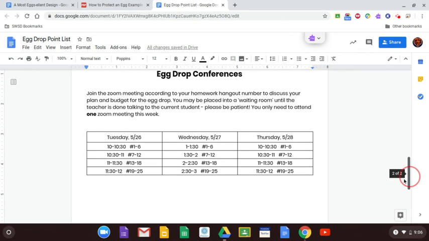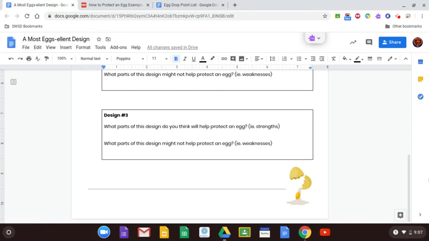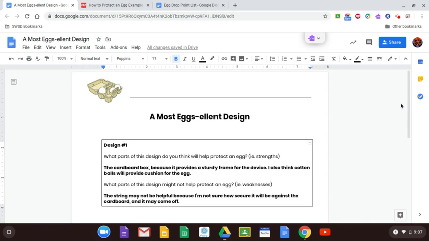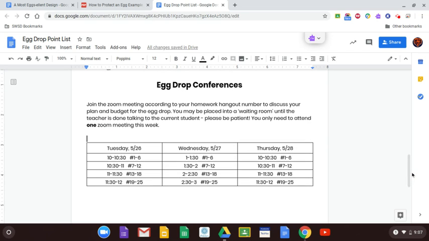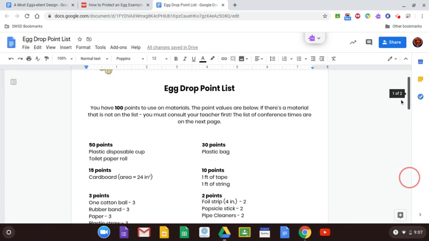So that's pretty much it. So again, for today, all you need to worry about is a most excellent design. And then at some point this week, you need to meet with me through Zoom to go over your design and your materials list, just to make sure everyone's on the right page.